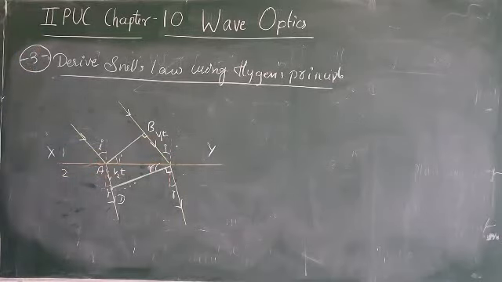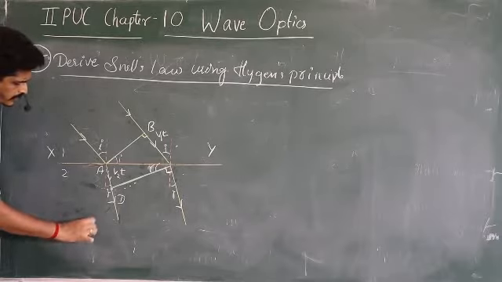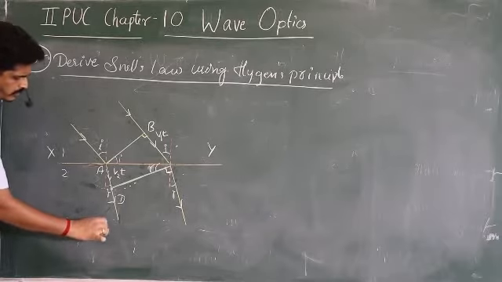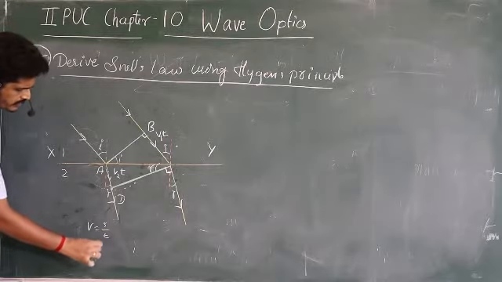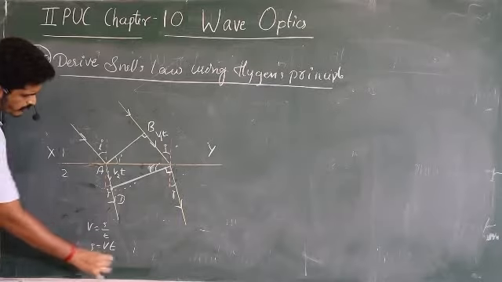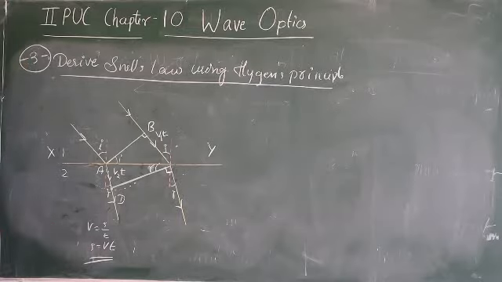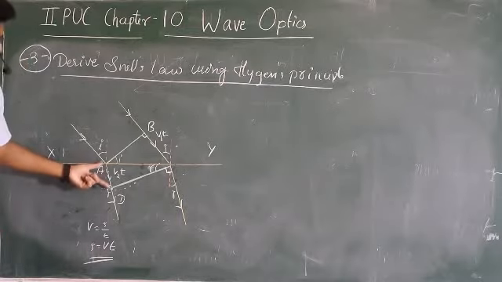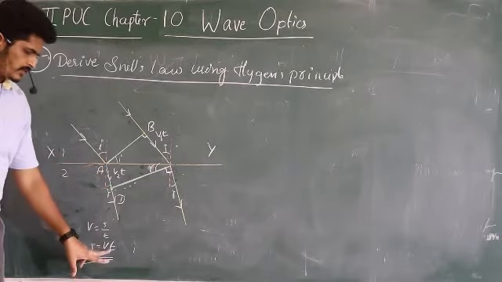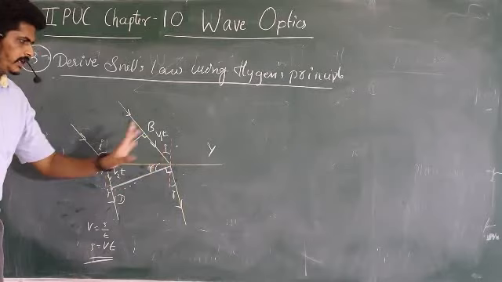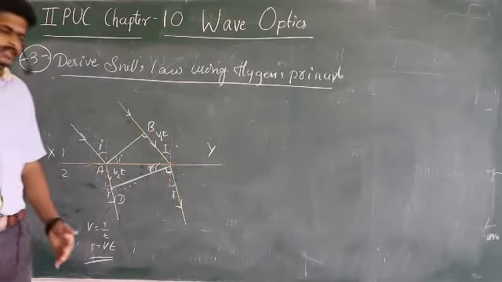Why have I written V1 into T? You know that, right? In the basic concept of motion in a straight line, we know that velocity, or speed, is equal to distance divided by time. Correct? Similarly, distance is equal to velocity into time, or speed into time. So same thing. The extra distance which is traveled is written in terms of the product of speed as well as time. Here also. So let us come to the explanation part now.